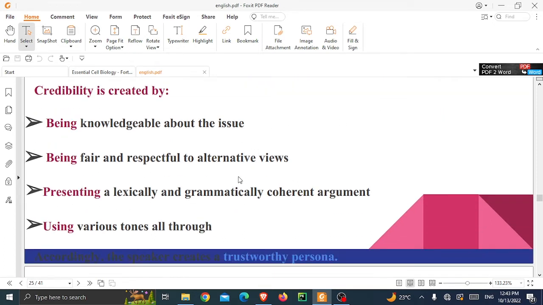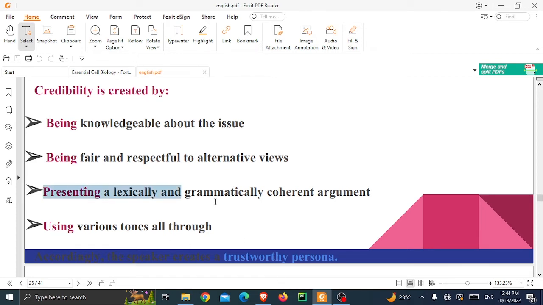Credibility, like trusting a person, is created by you being knowledgeable in what you're talking about, either by being an expert in this field or researching a lot about it from good sources, and being fair and respectful to alternative views, because when you show different views, you show the pros and cons of each view. You don't leave anything out.